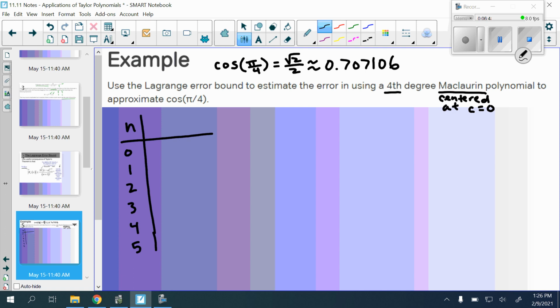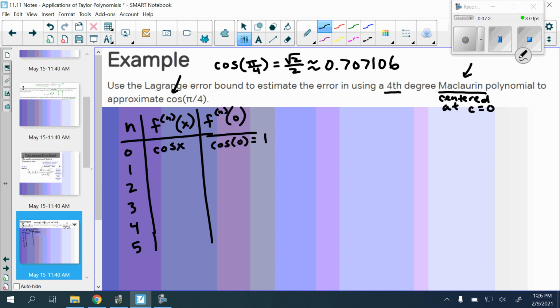I'm going to actually go one past that to the 5th. And we're going to want to find this function at different values of this. And since it's a Maclaurin one again, we want to figure out what is this centered at 0 then. Okay, so the original function here would be just cosine of x. And if you do cosine at 0 here, that should equal 1.